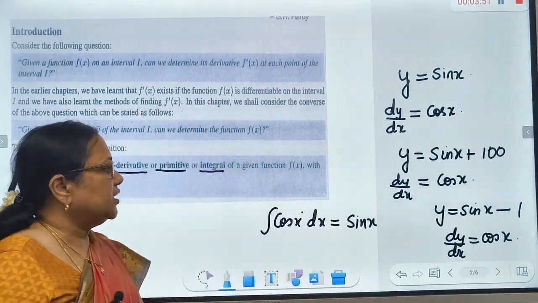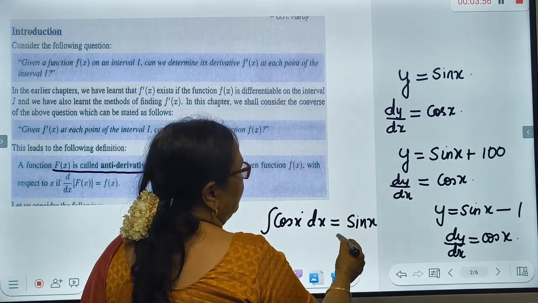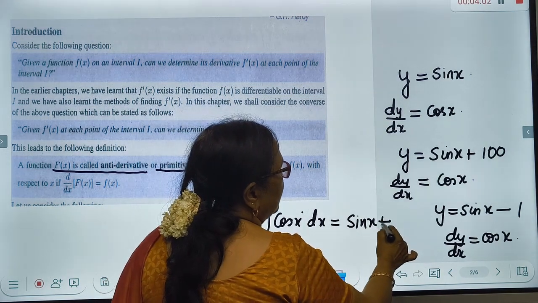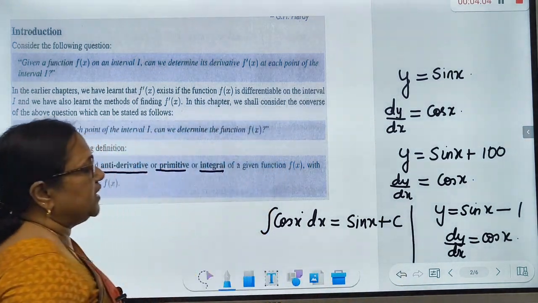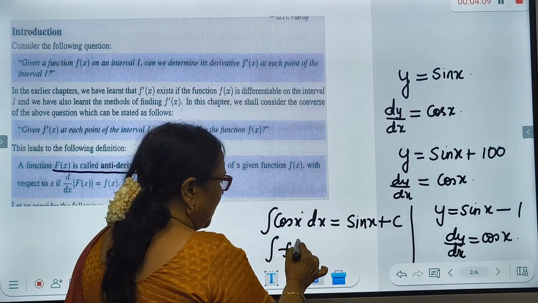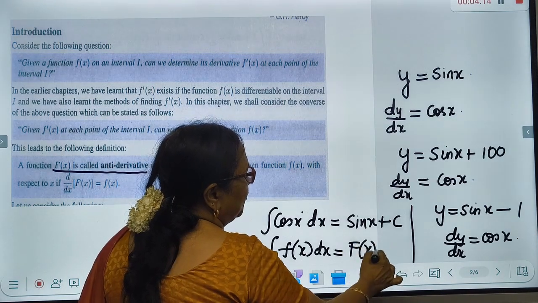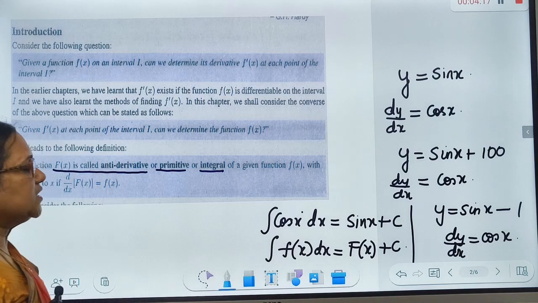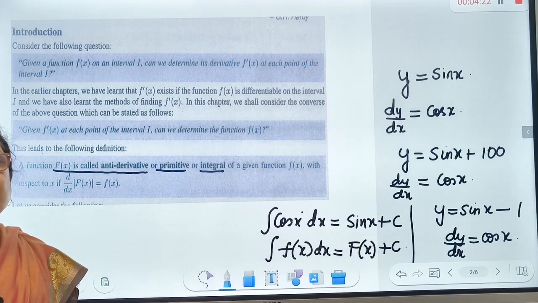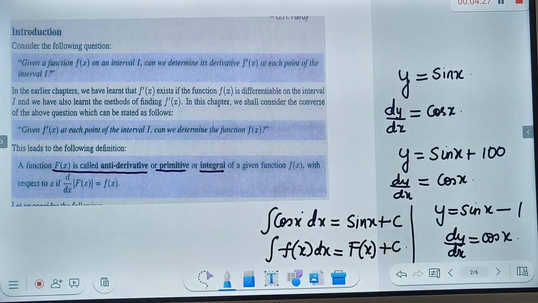So what is the function whose derivative is cos x? Integral of cos x dx is equal to sin x plus c, where c is any real number. So integral of f of x dx, we can write as some capital F of x plus c. What is capital F of x? Capital F of x is nothing but the antiderivative or integral, also called the primitive function. Are you able to follow?